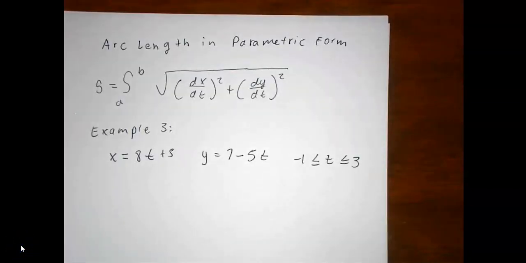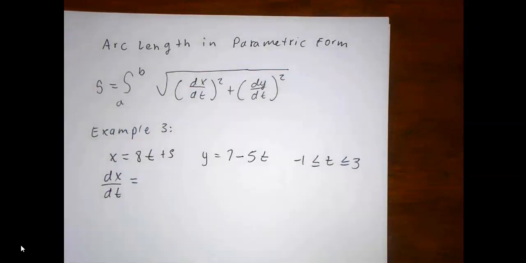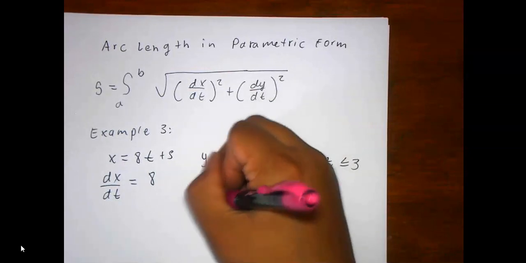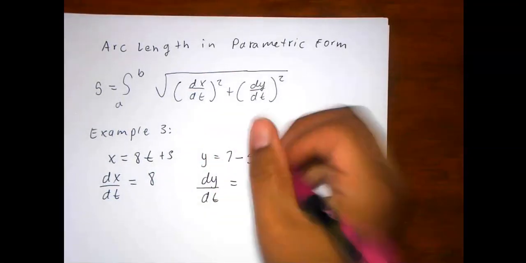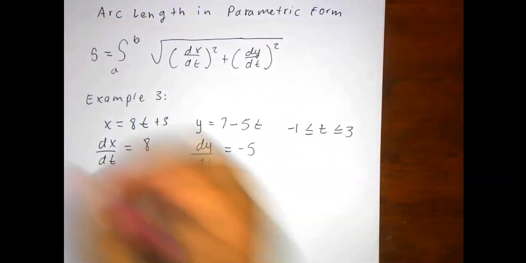Last one will be arc length in parametric form. Here's the equation: S equals the integral from a to b of the square root of (dx/dt) squared plus (dy/dt) squared as well. So let's do the formula. First, let's take those derivatives. dx/dt, in this case, the derivative would just be 8. dy/dt, in this case, it's going to be negative 5. And then we just use the equation.